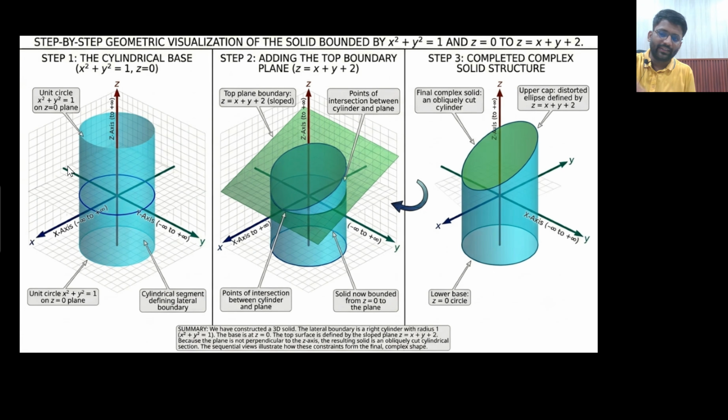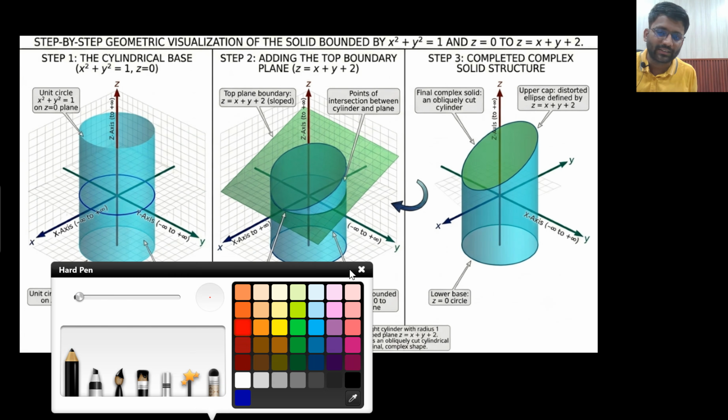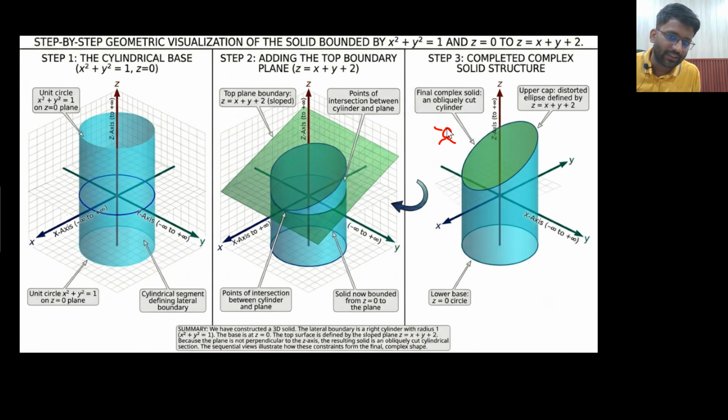Basically this was the cylinder. Then there was this slanted plane. This slanted plane has cut our cylinder. So this is how the final structure would look like. And if you squeeze it on the xy plane, or if you put a sun here and take the projection, then how would it look like? It would look like a circle of radius 1 only, no?